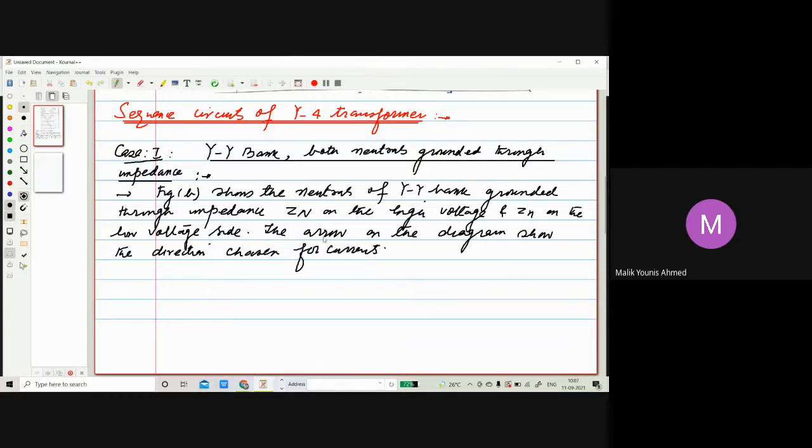So what are the directions for the current? That arrow will show where the currents are going, exactly how the currents are flowing. That's all. So let us say that we will consider this transformer as an ideal.